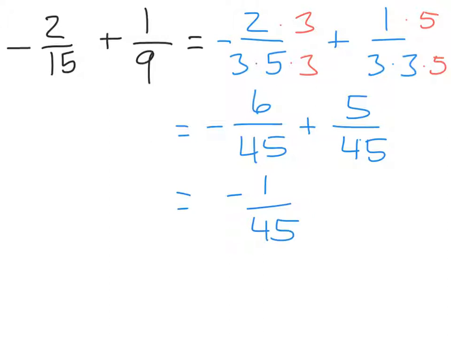The other way to think about it is with money. Anytime you're adding positive and negative numbers, I think of this as a negative 6, meaning you owe $6, and a positive 5 as you have $5. If you owe 6 and you have 5, you can pay off those 5 and still owe 1. So a negative 1 over 45.